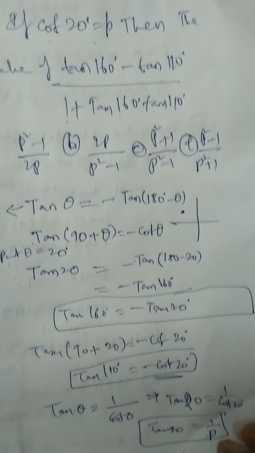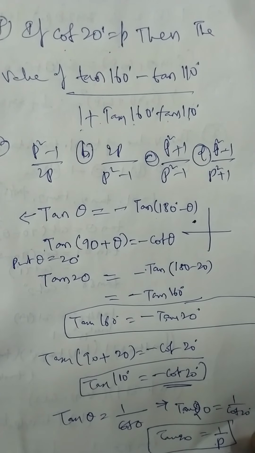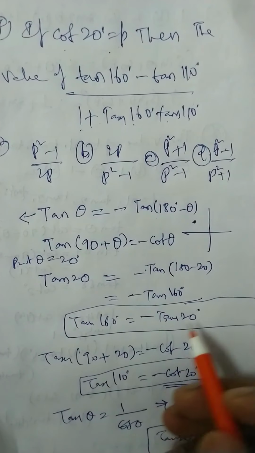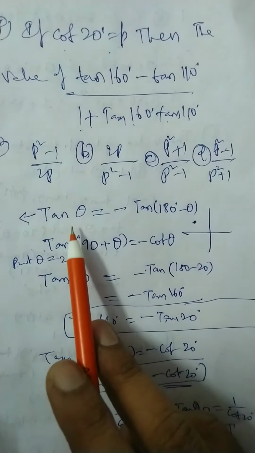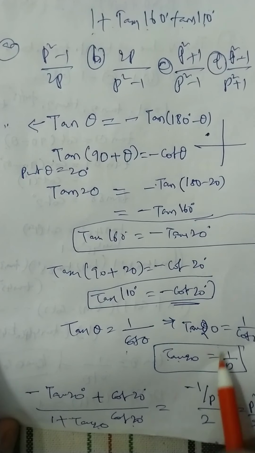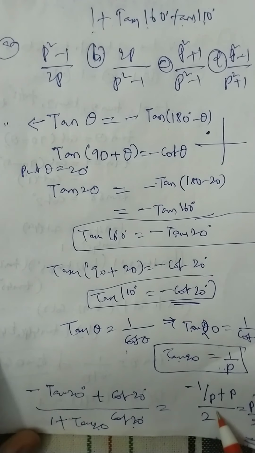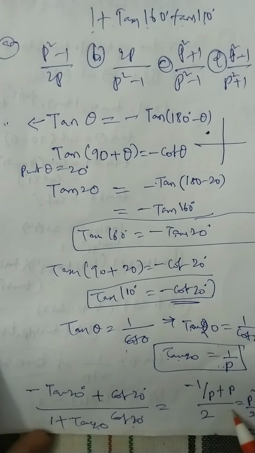The problem is a little bit tricky. The value is given as cot 20, and we have to calculate the value in terms of tan. So we use the relation between 20 degrees and 160 degrees; the sum of these two is 180. So we can express tan theta as minus tan of (180 minus theta) and tan of (90 plus theta) as minus cot theta. Making use of this information, and since tan is the reciprocal of cot, we can write tan 20 as 1 by p. Substituting all these values, you can see that the solution is (p square minus 1) by 2p. Now we will see another problem on basic trigonometry.